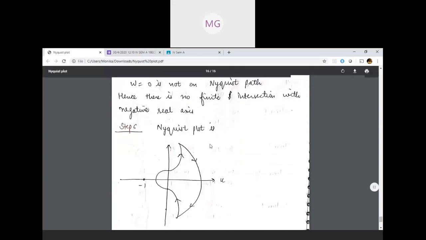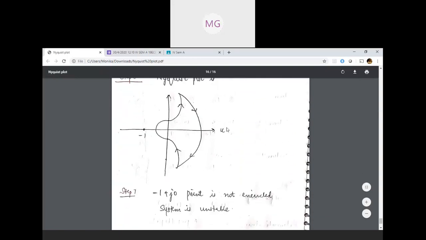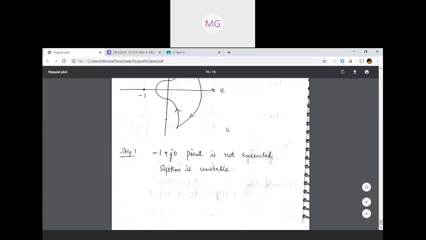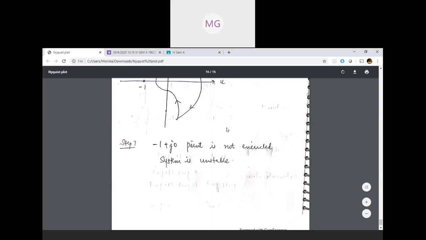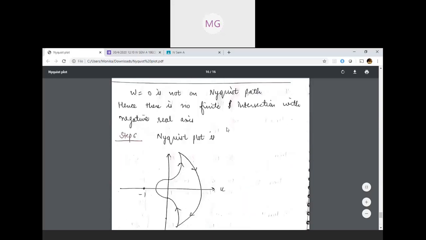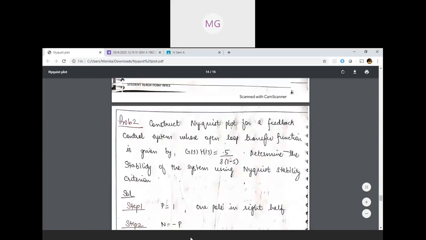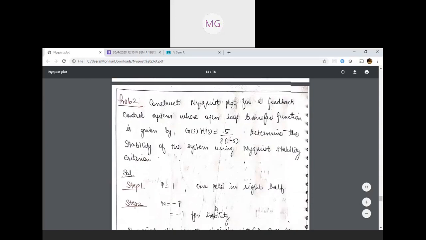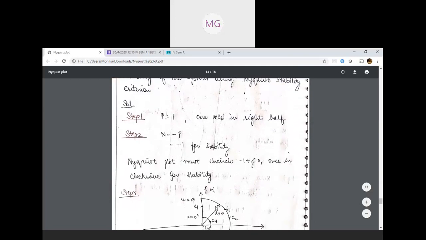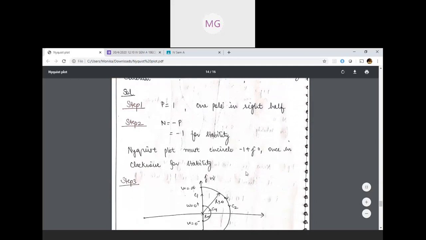And yeah, step number 6, you have to plot the Nyquist plot. The -1 plus j0 point is not encircled, therefore the system is unstable. For stability, what should have happened? The -1 plus j0 point should have been encircled, at least once in the clockwise direction for stability. But since it is not encircled, therefore the system is unstable.